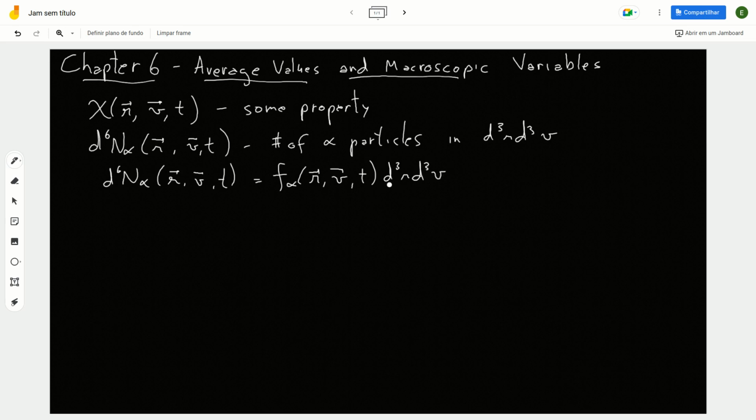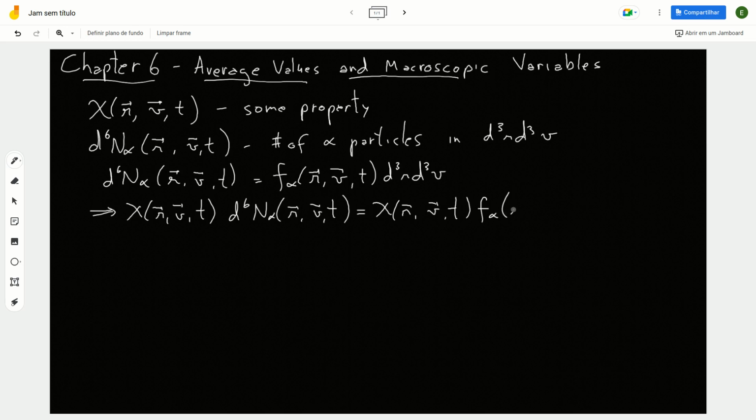times the volume element. So this was defined in chapter 5, and if we multiply both sides of this equation by chi, we end up with this. So chi of R, V, T times d6 N alpha of R, V, T. This will be equal to the other side. Doing the same here. Now this is equation 1.1.